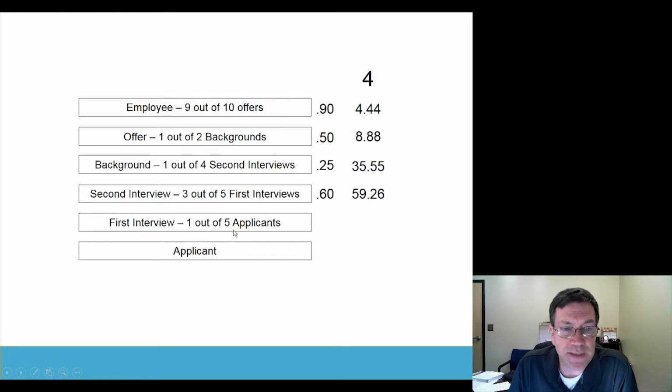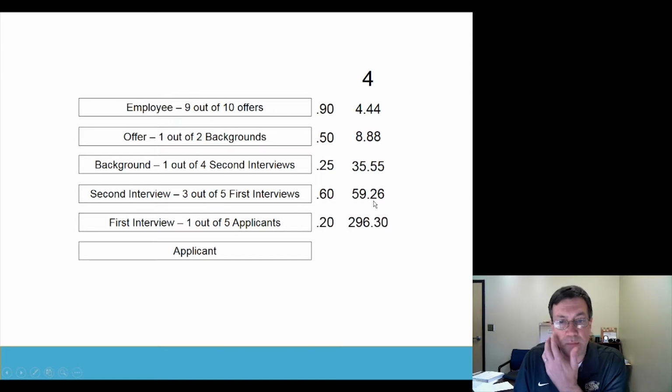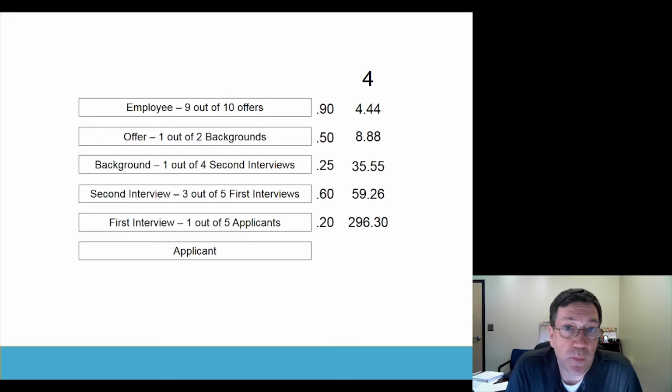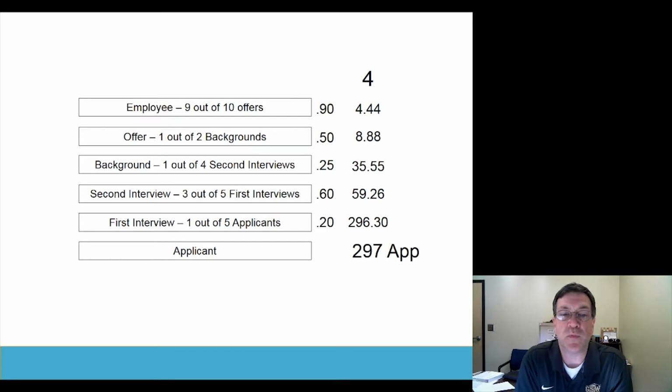The last stage is that we've got a 0.2 relationship here, which is 1 out of 5. We bring that down and we say 59.26 divided by 0.20 gives us 296.3. Now again, we don't have 296.3 people. You can't have a 0.3 person. So we're going to round that off, and we're going to say that based upon our established ratios of people who move from stage to stage in our process, we've got to start with 297 people if we want to end up with 4 when the process is done.